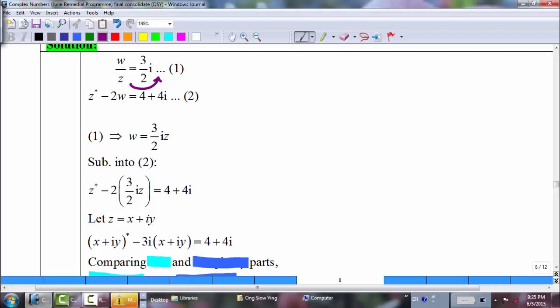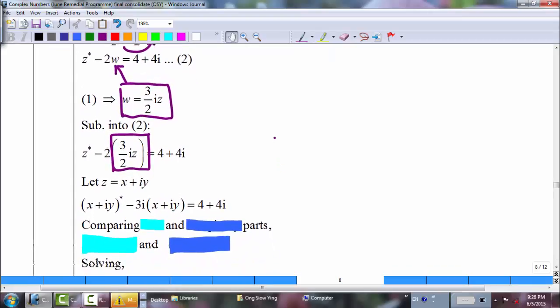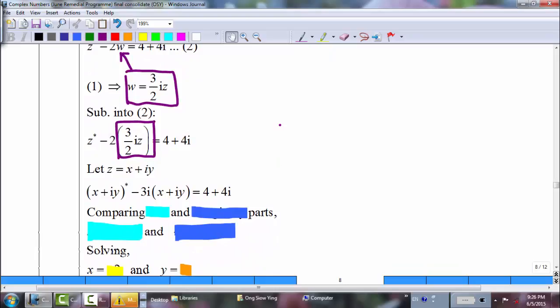So after you get to this expression, what do you do next? Substitute inside here, okay? So when you do the substitution, your W will disappear, right? And your Z will appear. So this is the substitution into equation 2. Now you look at the equation again. How many unknowns do you have? Well, you still have two unknowns because you have Z conjugate, right?